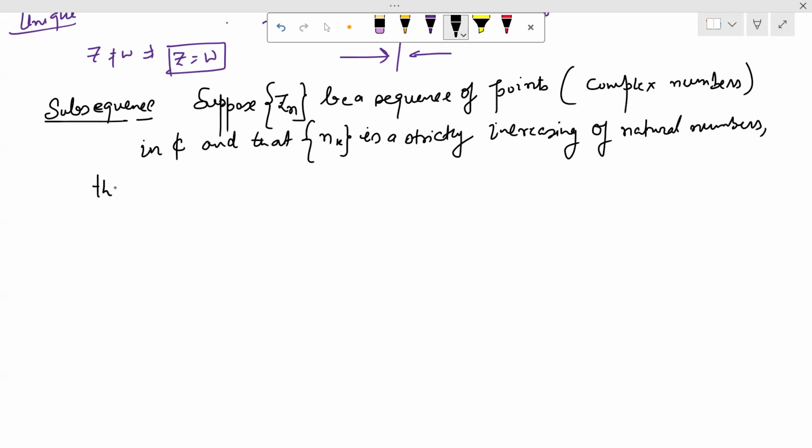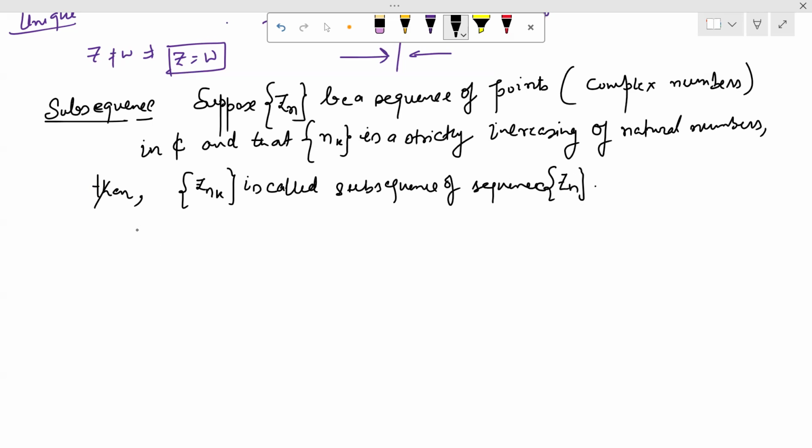then the sequence Znk is called a subsequence of complex numbers. It is called the subsequence of the sequence Zn. Okay.